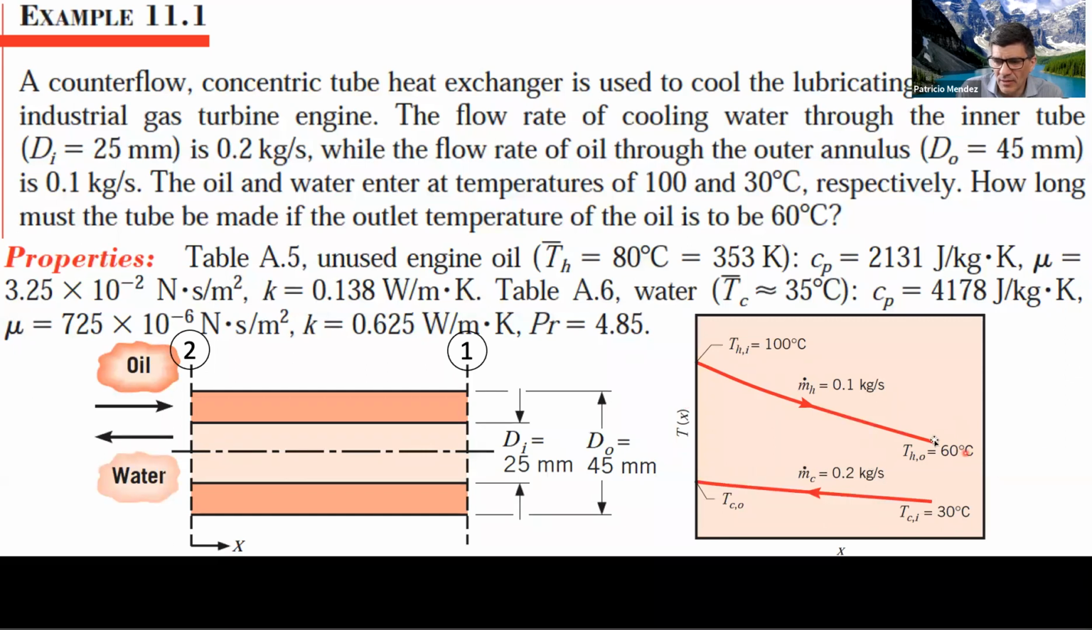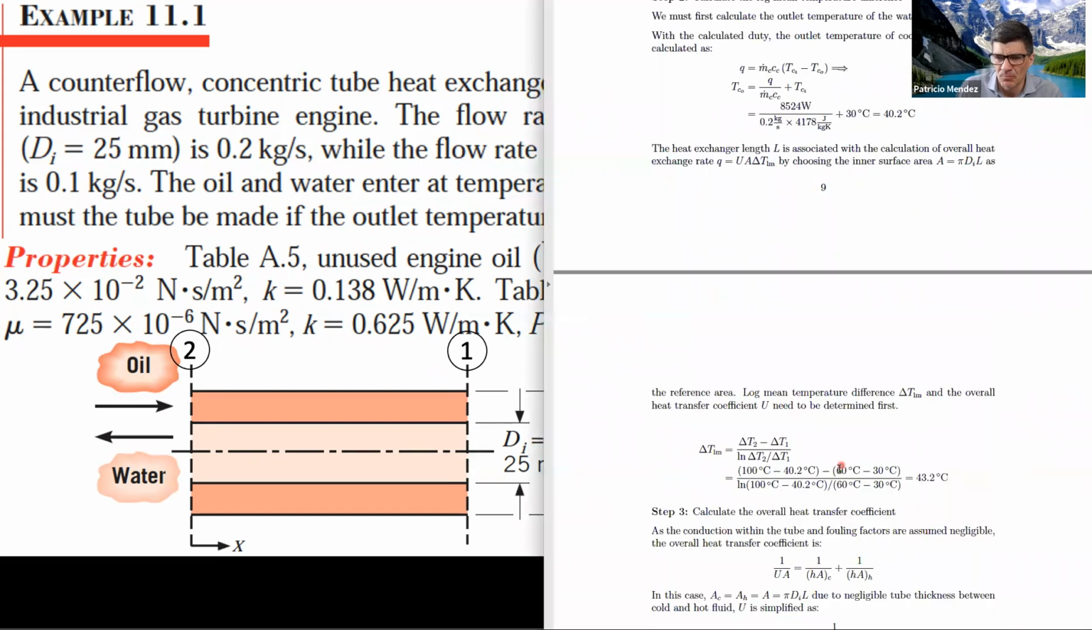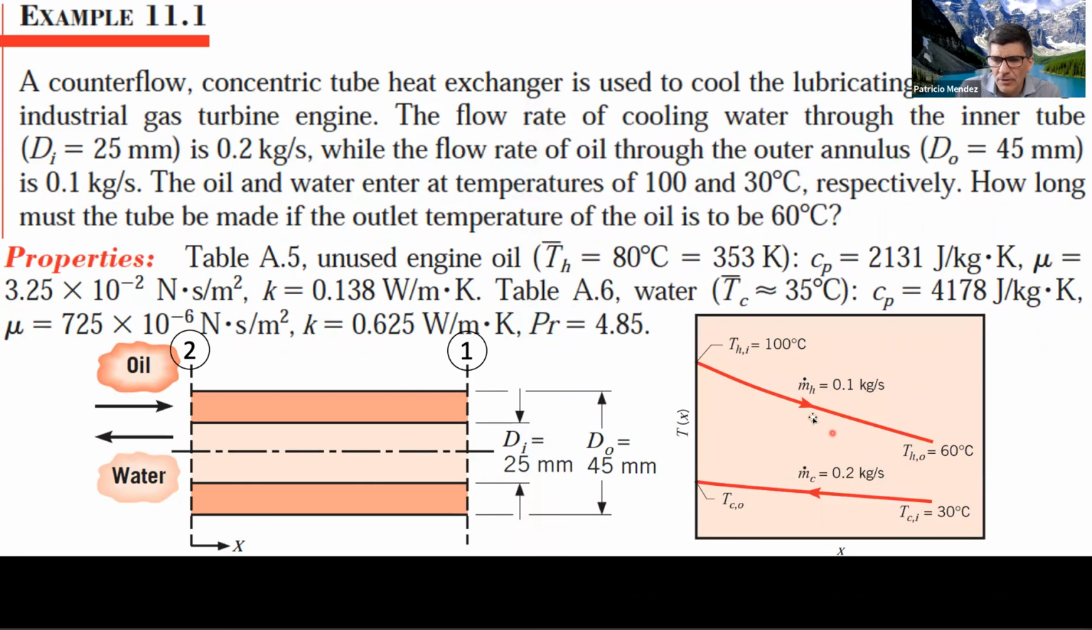So delta T1 would be 60 minus 30. Delta T2 is going to be 100 minus what we just calculated, that was 40 point something. And this is what we see. Delta T2 is 100 minus 40.2. Delta T1 is 60 minus 30. Based on this, we calculated delta T log mean of 43.2 degrees C.